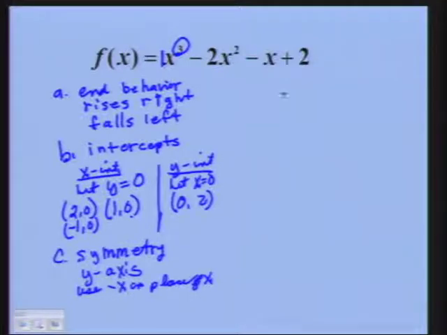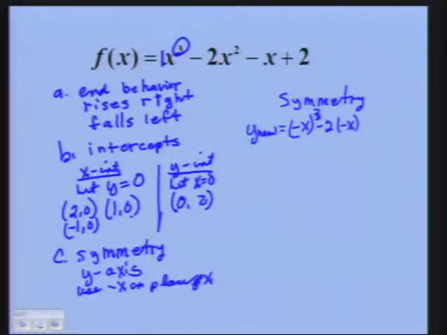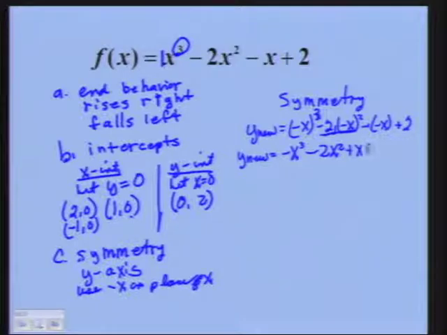So looking for symmetry, I'm going to say my new y equals opposite of x cubed minus 2 opposite of x squared minus an opposite of x plus 2. So my new y is, when I cube a negative x, I get negative x cubed. When I square a negative x, I get x squared times the -2, so that's -2x squared. Minus a minus is plus x plus 2.